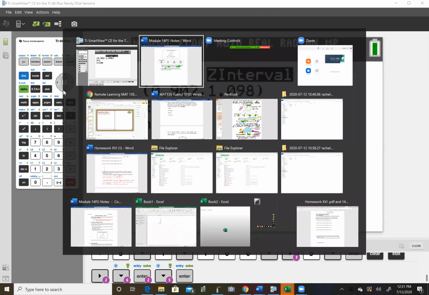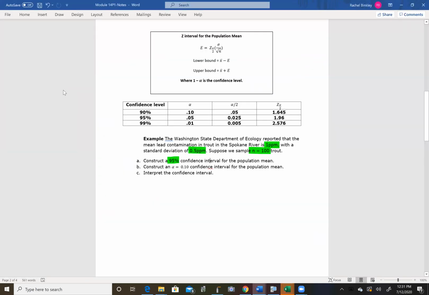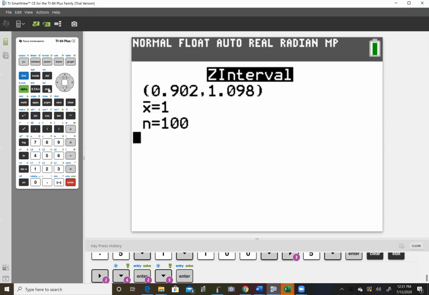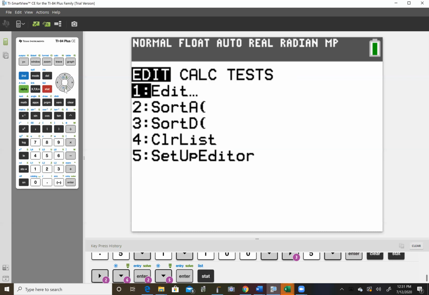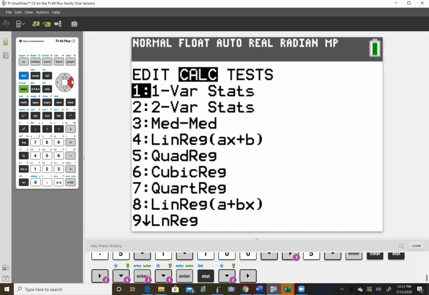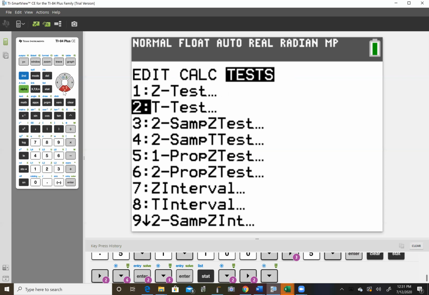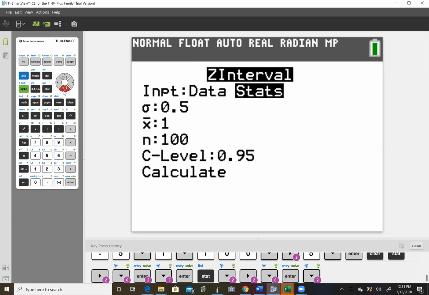If we want to go ahead and do the second part, it's a little bit different, but construct an alpha equals 0.10 confidence interval. So what that means is if alpha is 10%, our confidence level is going to be 90%. So all we have to do, and we already have most of it typed in, is go back to stat, tests, 7, and you could just press the number 7 if you wanted to. And everything's the same, but we're going to change our confidence level to 0.90, 90%.